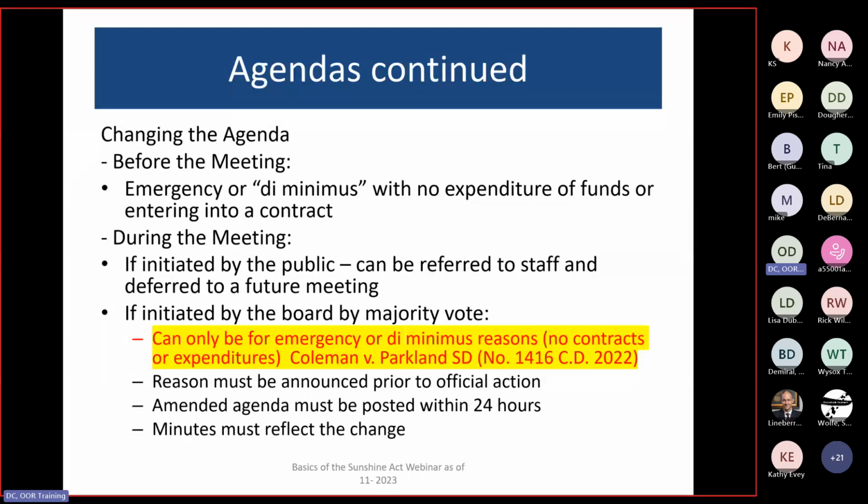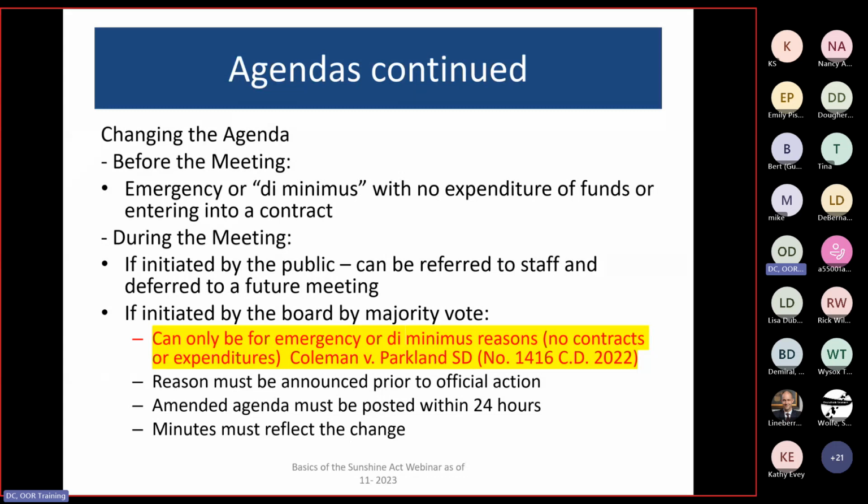Now, this is based on the ruling of the Pennsylvania Commonwealth Court. It's my understanding that the decision has been appealed to the Pennsylvania Supreme Court. But until the Supreme Court rules otherwise, if they choose to rule, this is where we are, okay? The board cannot make any changes to the agenda unless they are of a de minimis nature. They cannot make any changes to the agenda, particularly if it involves accepting a contract or the expenditure of any funds, okay? And if they choose to modify the agenda, this is what they need to do.